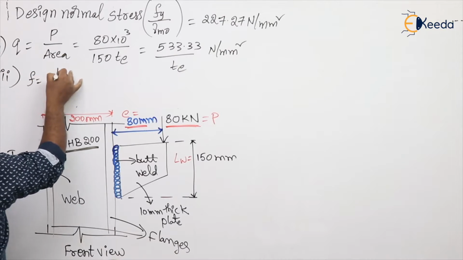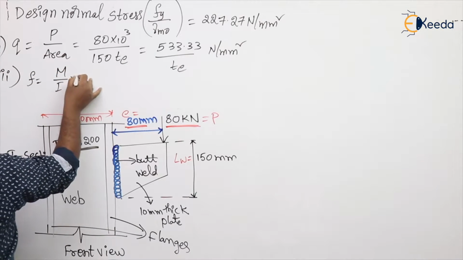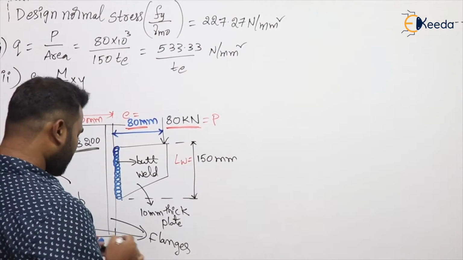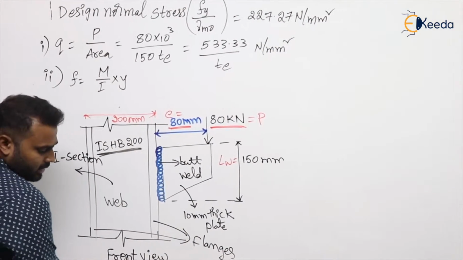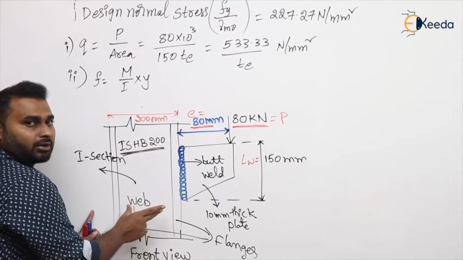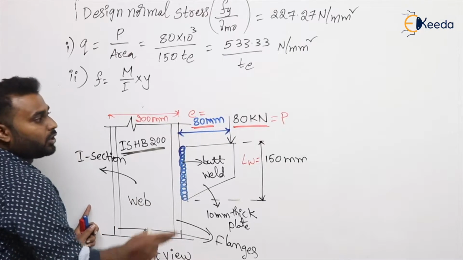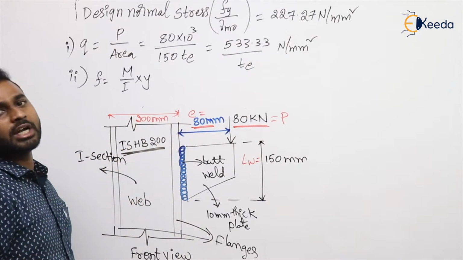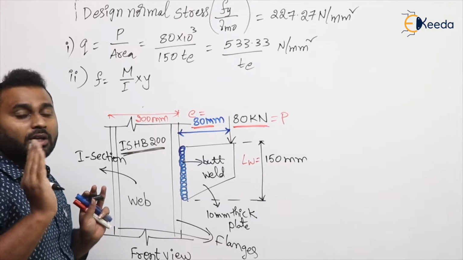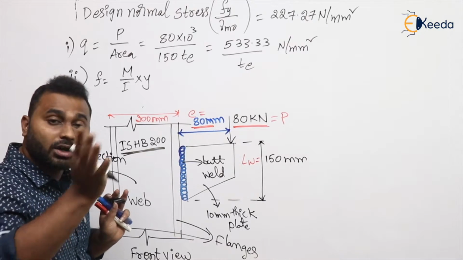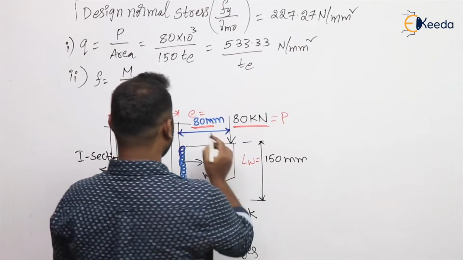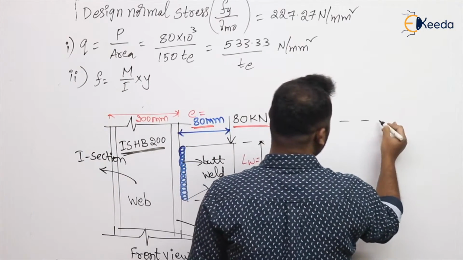F equals M by I into Y. For that, here whatever the diagram that is on the board is the front view. Now let me show the side view so that we have better knowledge of the cross section of the butt weld. So let me draw the side view of the weld.